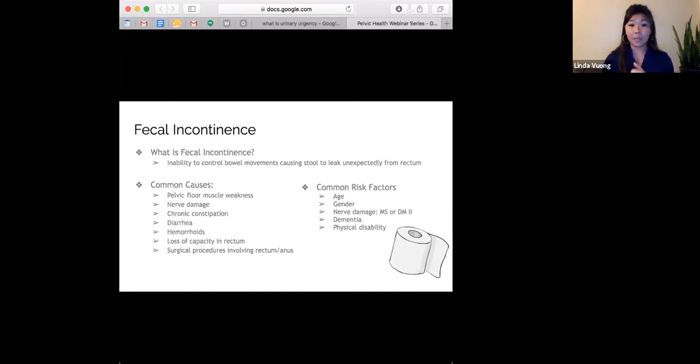Loss of capacity in the rectum. So again, if there is any surgical procedure where someone had to have part of their rectum removed or something of that nature, then you'll get a little bit of leakage from there. So risk factors, again: age, gender, nerve damage. So neuropathy with patients who have multiple sclerosis or diabetes mellitus, again, the sensation change is big. Dementia is a really big one due to the fact that the person is not aware that they need to use the restroom or they forget. That's a really big one. And physical disability, so unable to get to the restroom in a timely manner because of a functional limitation.